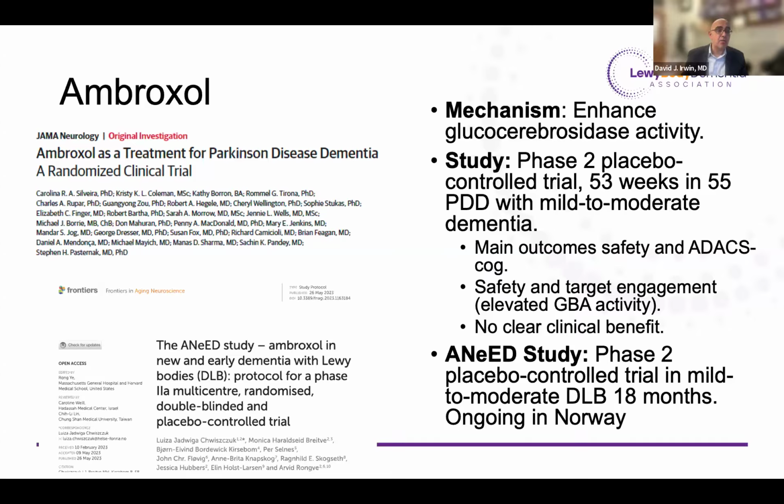And one trial in Parkinson's disease, a phase 2 trial, enrolled patients with PDD, or Parkinson's disease with dementia, mild to moderate, that included a placebo comparison. They looked at safety and cognitive outcome. What they found was it was safely tolerated, and there was some element of target engagement, meaning looking at blood tests for the ability to boost that enzyme activity. They saw it, but the clinical benefit wasn't as clear. This is an early phase study, and there are other studies being planned or in process. One called the ANID study is currently being conducted in Norway, looking at this specifically in DLB.